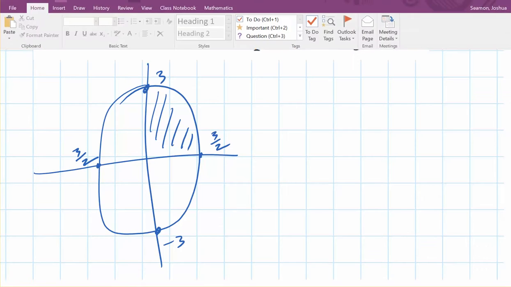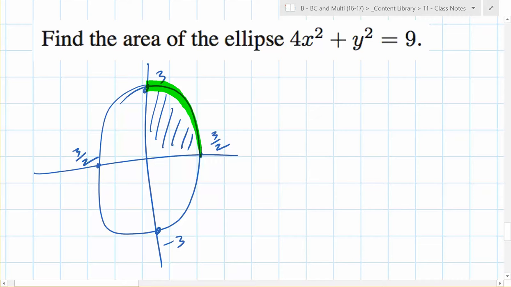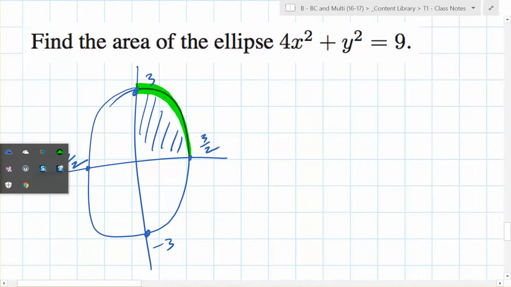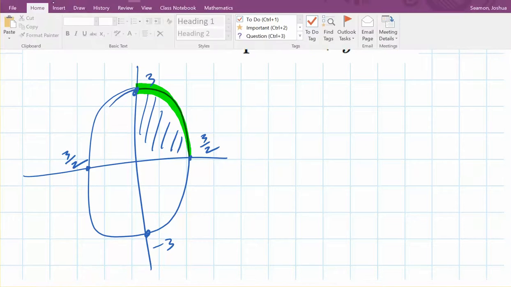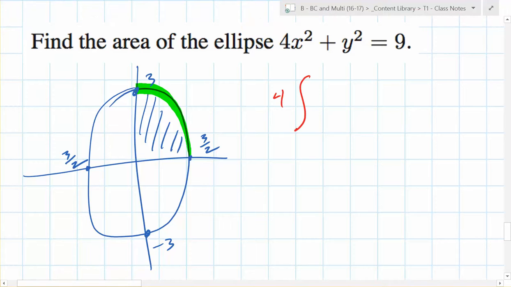And you can use this piece right there. What is that piece? Tell me what the function is for that piece. Write it down. You have 5 seconds. Go. I would imagine that you ended up with something maybe that looked like this: 4 times the integral of the square root of 9 minus 4x squared dx. Did you get to that? Yes. That's pretty cool.